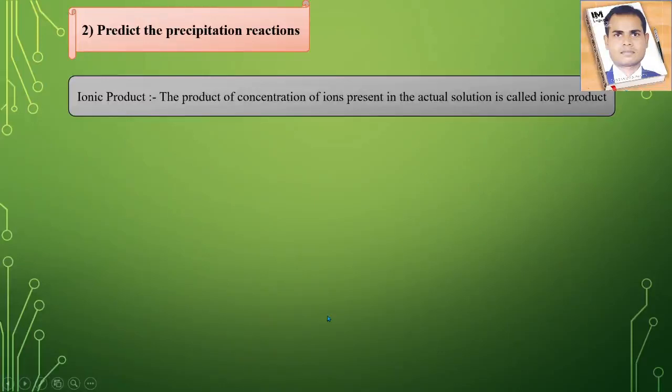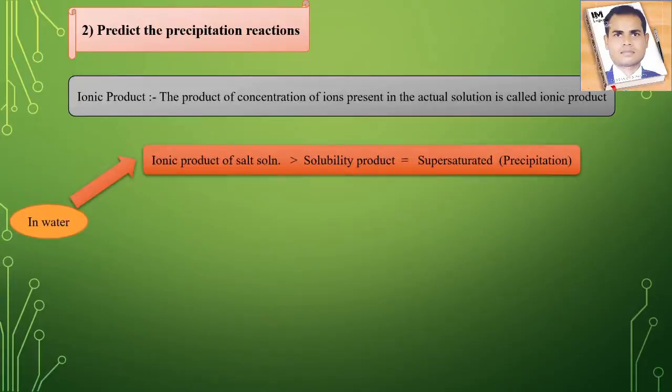Now, in water, if the ionic product of the salt solution is greater than the solubility product, then you will get a supersaturated solution and precipitation will take place. See here, in water, if the ionic product of the salt solution is greater than the solubility product, the supersaturated solution forms and precipitation takes place.